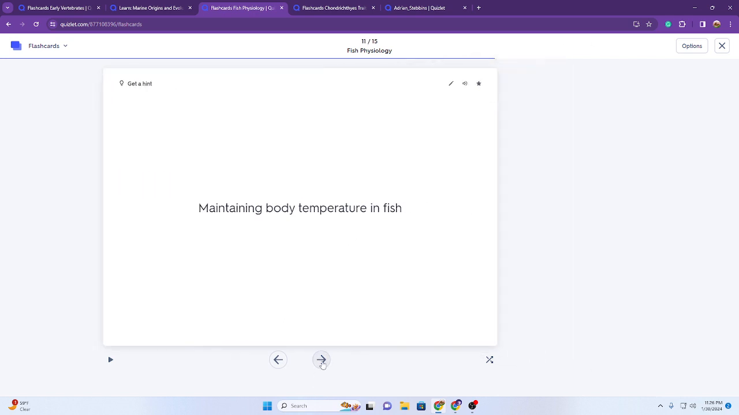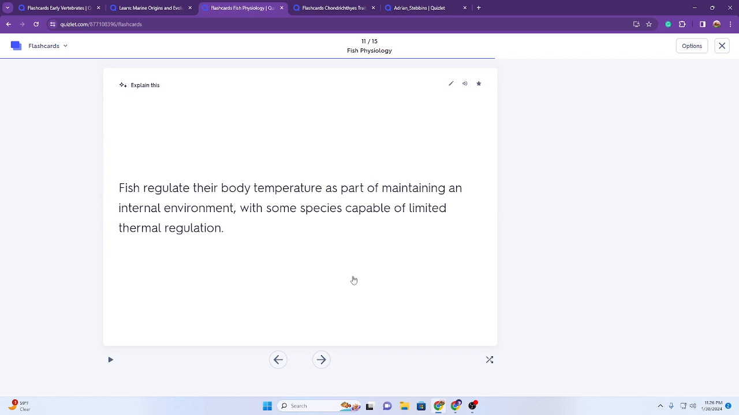Pretty basic stuff. Then maintaining body temperature in fish. They regulate their body temperature as part of maintaining an internal environment, with some species capable of limited thermal regulation. It's like tuna can do that, but not all species.